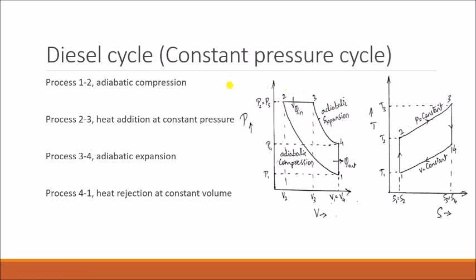And after that, once the heat is added, it has to expand. So that is the adiabatic expansion. And finally, once it has fully expanded, the heat is ejected out of that gas. That is the fourth process, that is heat rejection at constant volume. So this cycle resembles the diesel engine.